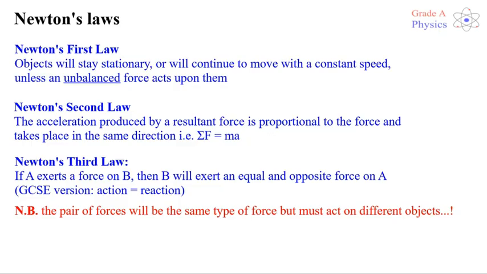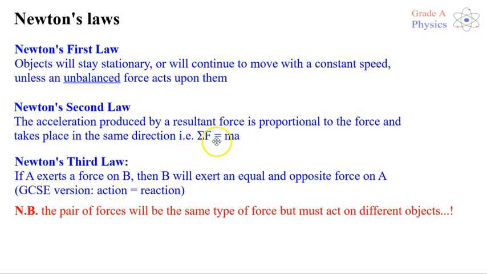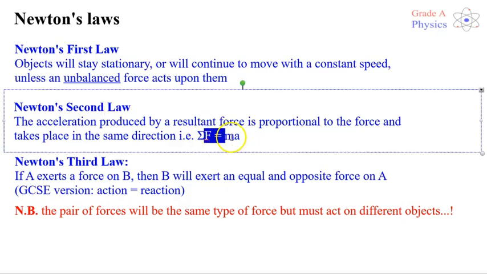So just to clarify, first law: objects will stay stationary or move at constant speed unless an unbalanced force acts on them. So we could say a resultant force instead. If we just say a force, that's probably not true, because there's usually more than one force, so zero resultant force. Newton's second law, students quite often just say F equals ma.